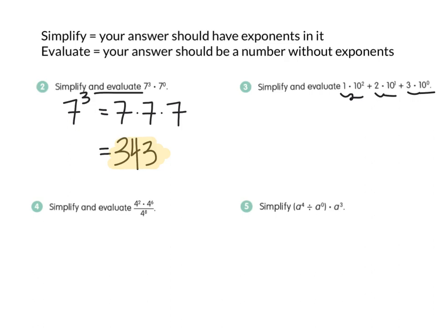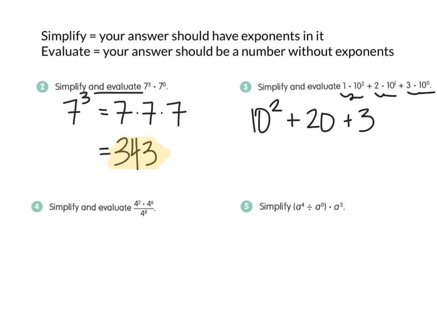1 times 10 to the power of 2, that's just going to be 10 to the power of 2. 2 times 10 to the power of 1, I know that 10 to the power of 1 is just 10, and 2 times 10 is 20. 3 times 10 to the power of 0, remember, anything to the power of 0 is 1. 3 times 1 is 3.